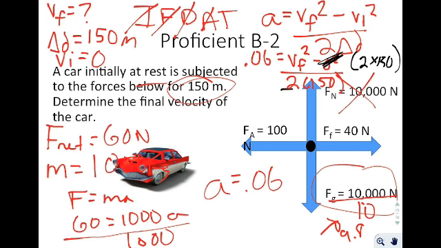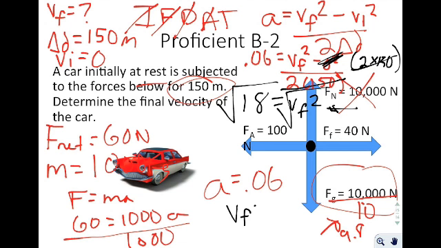That's going to cancel this term out, and it's going to move it over to the other side. So 2 times 150 is 300, and then 300 times 0.06 gives us a value of 18. So now I have 18 equals vf squared. But that's not the answer. I don't want vf squared. I want vf. So the last step is to take the square root. And when you take the square root of 18, you get the final velocity, and the final velocity is 4.25 meters per second.